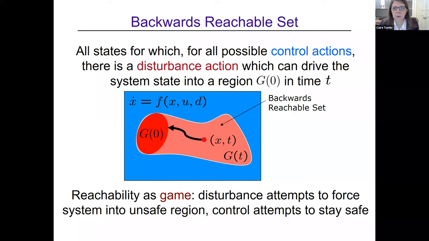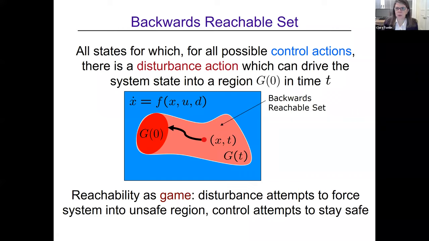So the backwards reachable set of this red ellipse here, G at time zero, is the set of all states for which, for all possible control inputs U, there's a disturbance input D which could drive the system into that set, the ultimate set G at time zero, in T time units. So we'll label that G at time T. These pink states in this stylistic representation are those states for which there exists a disturbance such that for all possible control, the system could get into this region. So I pictured it as an unsafe condition here.